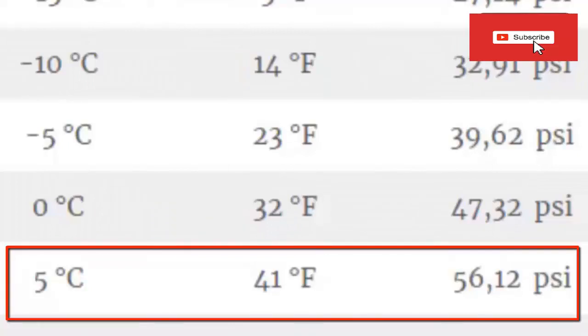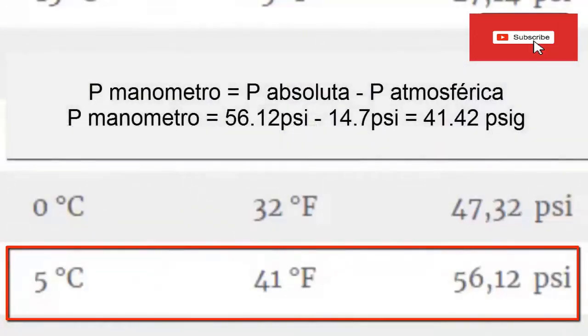Since the value in the table refers to absolute values, we must subtract from this value the atmospheric pressure of the place where the equipment is located, which for this case we are going to take a value of 14.7 psi as atmospheric pressure. Subtracting 56.12 psia minus 14.7 psi gives a gauge pressure of 41.42 psig.